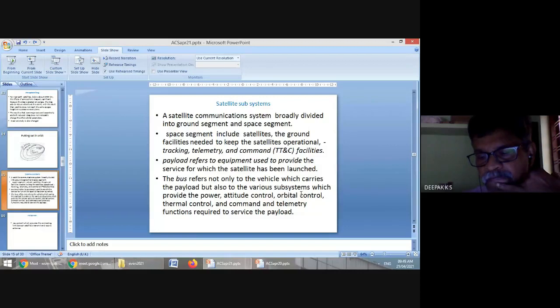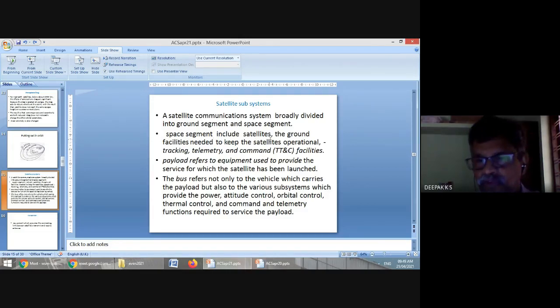So basically, we have a payload, which is the transponder, and a host of subsystems are required for the transponder to work properly. A satellite communication system is broadly classified into ground segment and space segment. Naturally the transponder is in space, and on the ground we have earth stations.